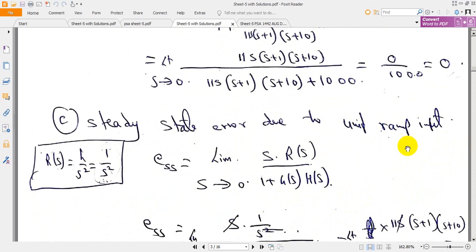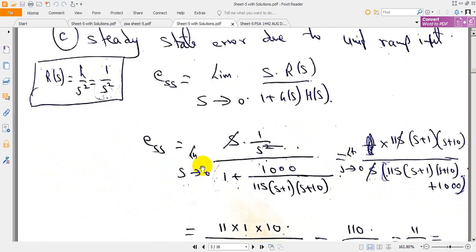Coming to the ramp input, the third part, where the ramp input R(S) is denoted as 1 by S square. ESS is equal to limit S tends to 0, S into R(S) into 1 plus G(S) into H(S). In place of R(S), we are going to substitute 1 by S square. You will get S into 1 by S square as 1 by S, divided by 1 plus 1000 divided by 11S into S plus 1 into S plus 10.